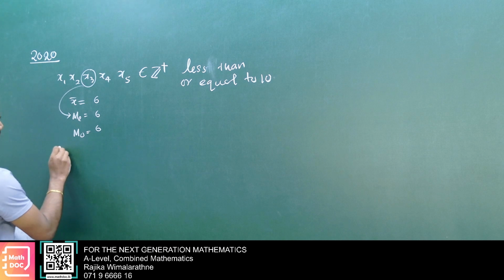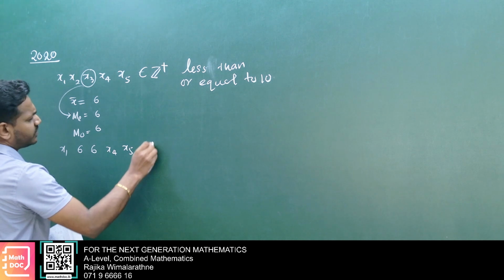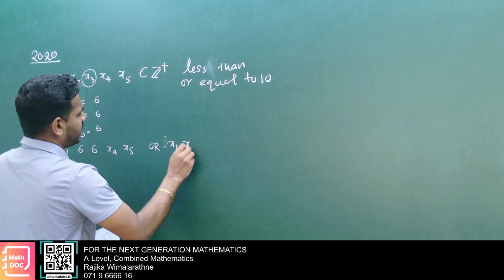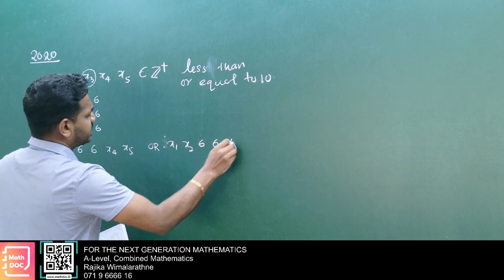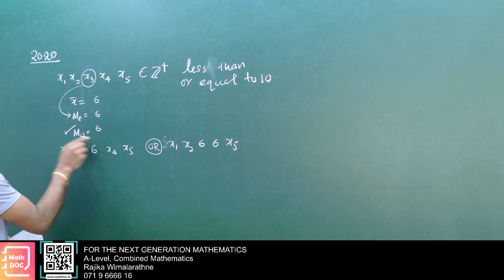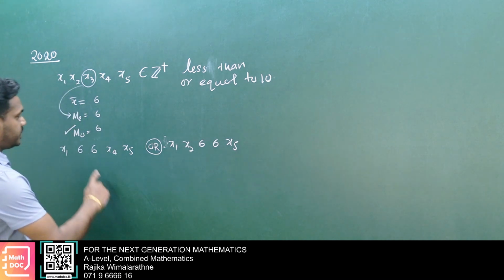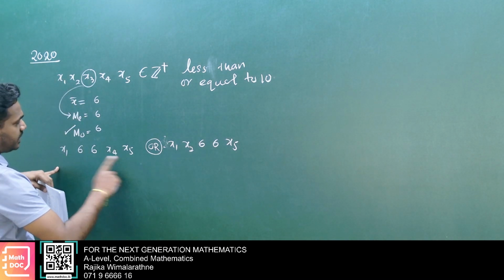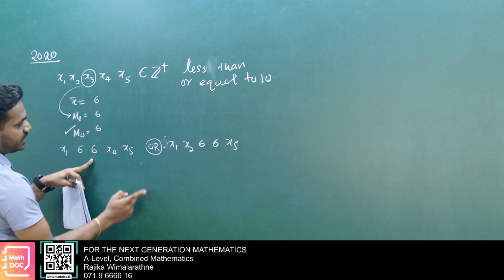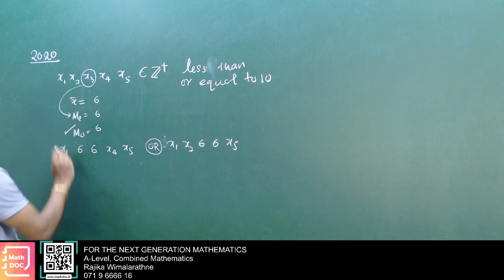Therefore you can consider x1, x2, 6, 6, x5, or x1, 6, 6, x4, x5. These two combinations are possible because we have mode 6. In ascending order, the mid value is 6, and there will be another 6 either on the right hand side or on the left hand side.